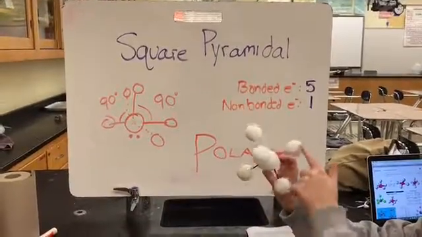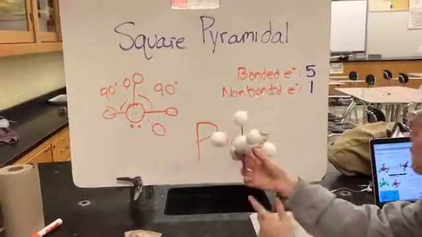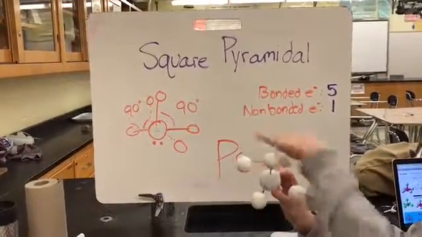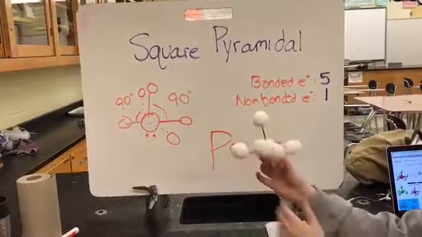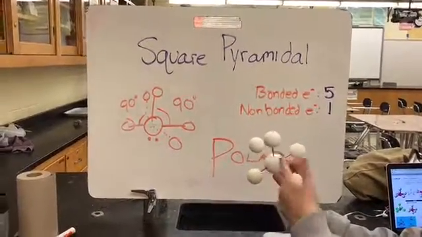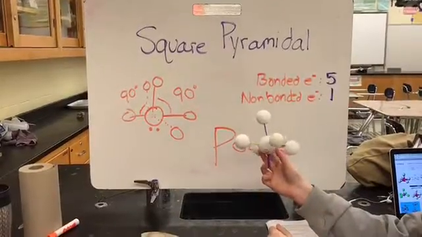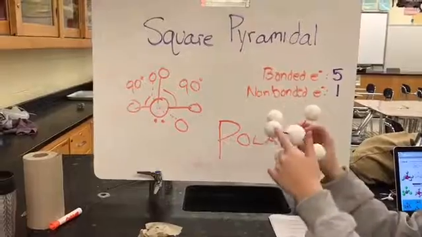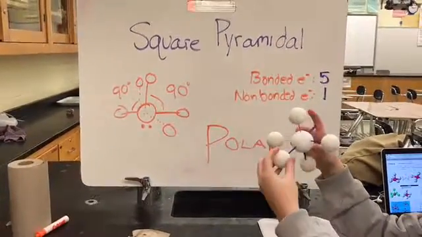Okay, so the last shape is square pyramidal. It has 5 bonded electrons and 1 non-bonded electron. It is called square pyramidal because it forms a square as well as a pyramid. The bond angles are 90 degrees, and it is polar because all of these bonds would meet in the center while this one would still be out here.